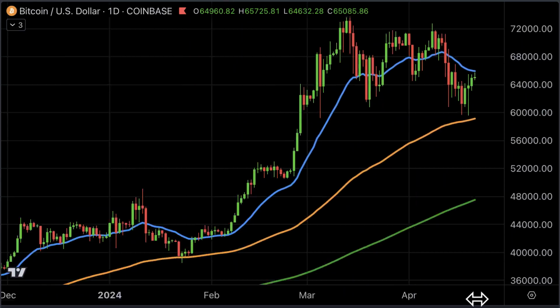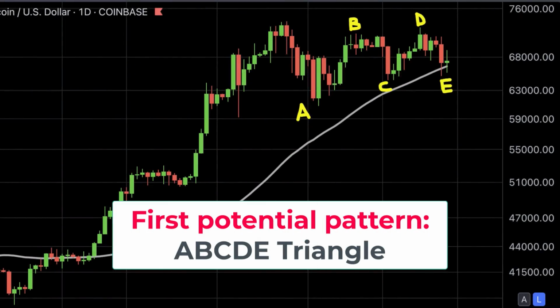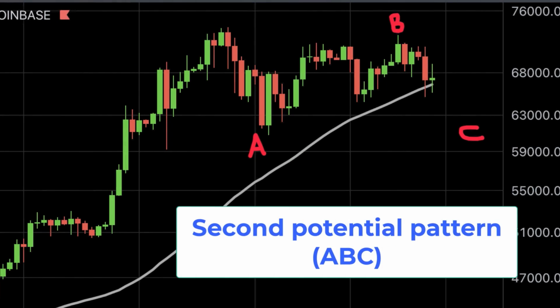All right, guys, let's get back to the chart of Bitcoin. As you may recall in my previous video, I mentioned that Bitcoin was likely forming one of two patterns. Basically, either a triangular ABCDE pattern like you see here, or an ABC pattern like the one you're seeing here. That was the second pattern I showed.